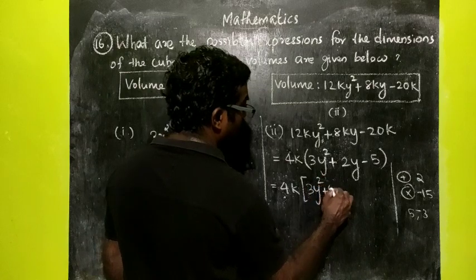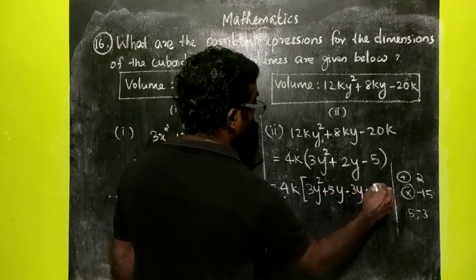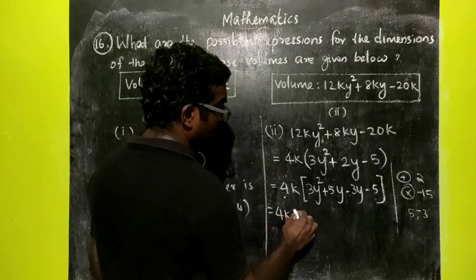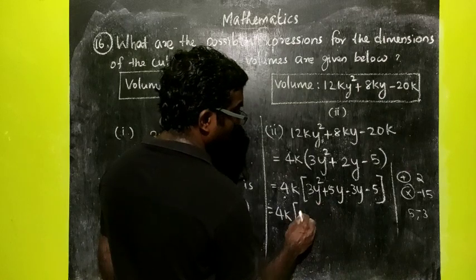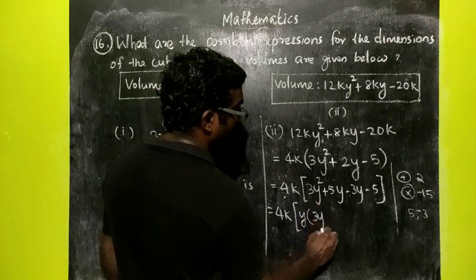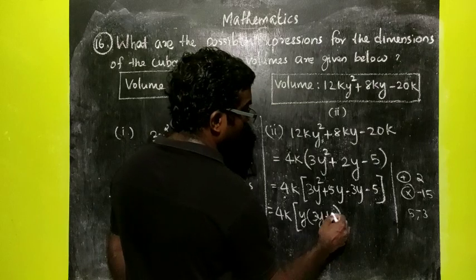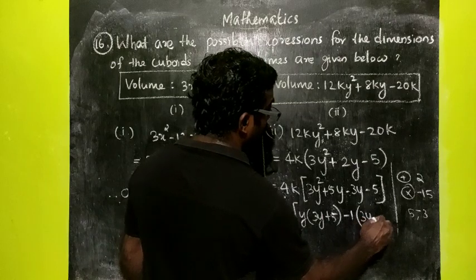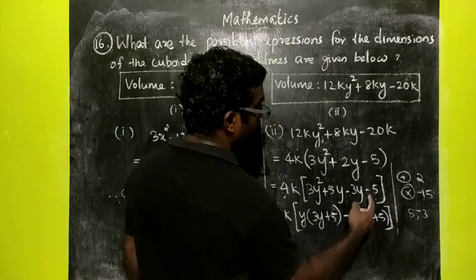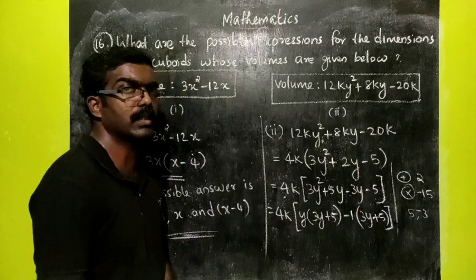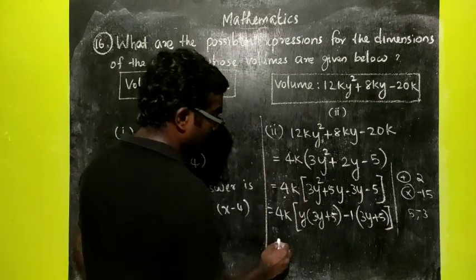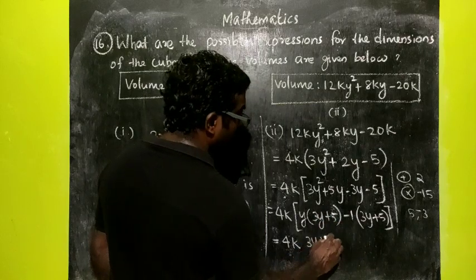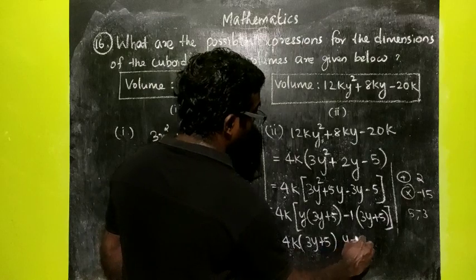So that we can split the middle term: 3y square plus 5y minus 3y minus 5. That is 4k into, here we can take y common in the first two terms, so y into 3y plus 5. Then in the next two terms, minus 1 is common, so minus 1 into 3y plus 5. If we take minus common, the sign changes. Now 4k into, here 3y plus 5 is common, so 3y plus 5 into y minus 1.